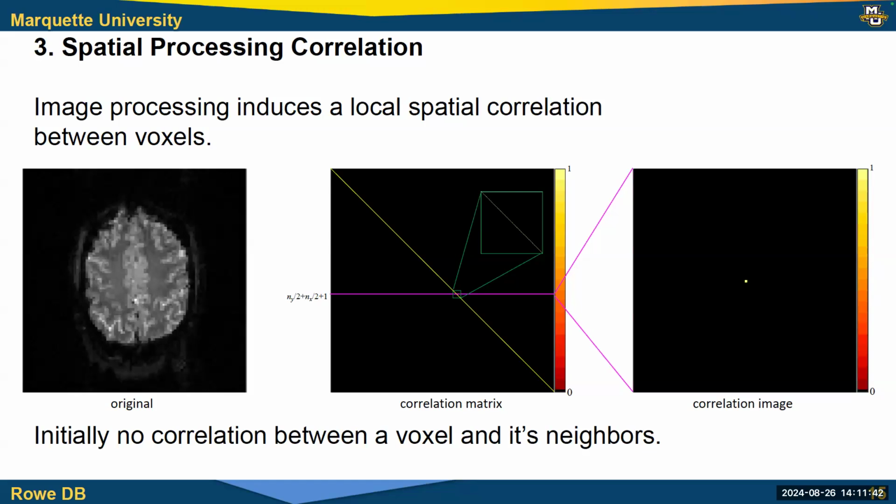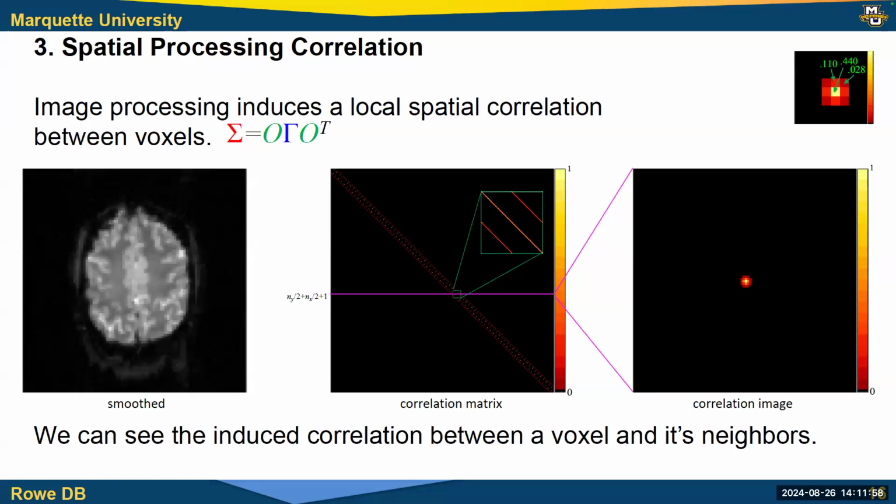So looking at an actual brain image, this is a 96 by 96 image with 2.5 millimeter in-plane voxels, initially uncorrelated. So here's the correlation matrix. Zoom in, no correlation at all. If I smooth with a 5 millimeter full width half max smoother, you can see that this is the induced correlation by multiplying the convolution matrix by its transpose and turning it into a correlation matrix. And you can see that I have a local correlation between my voxels.